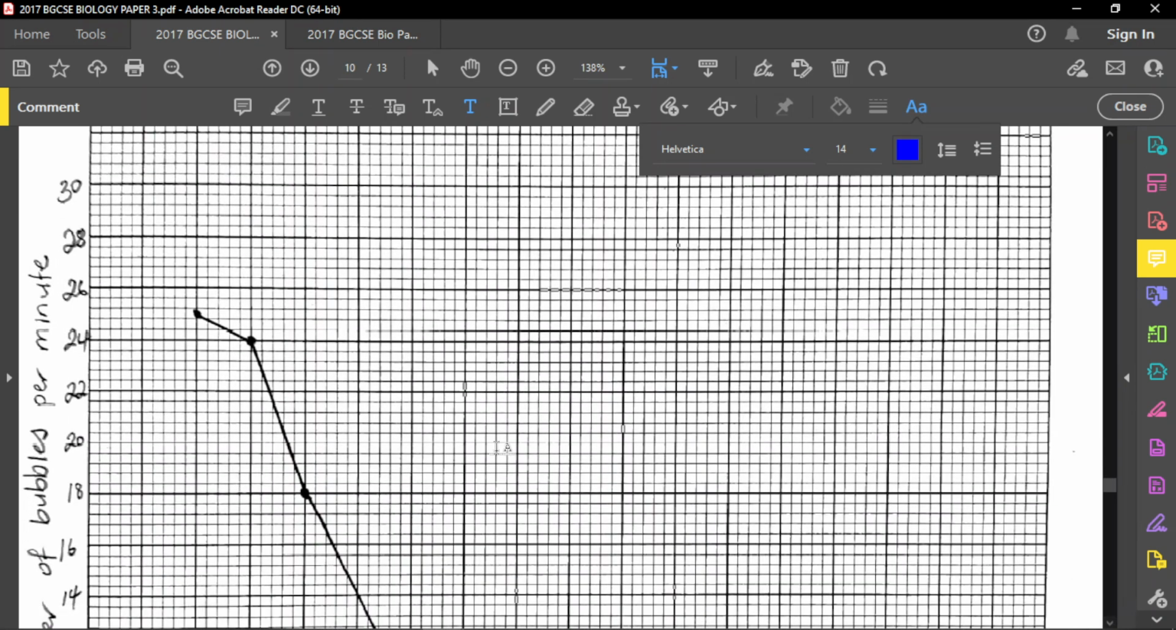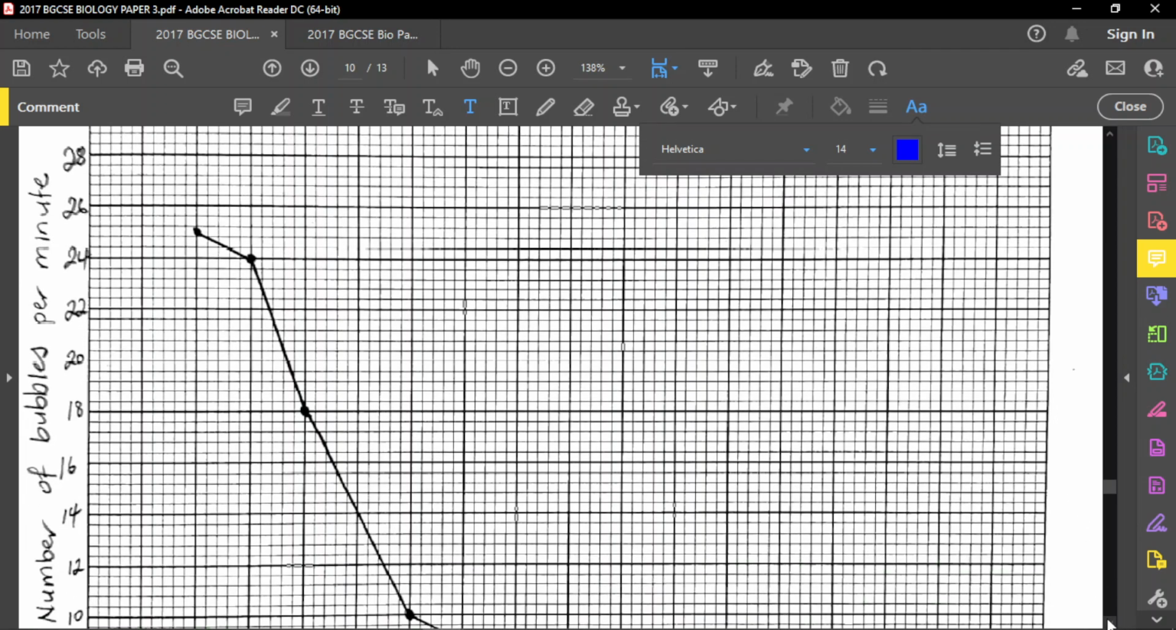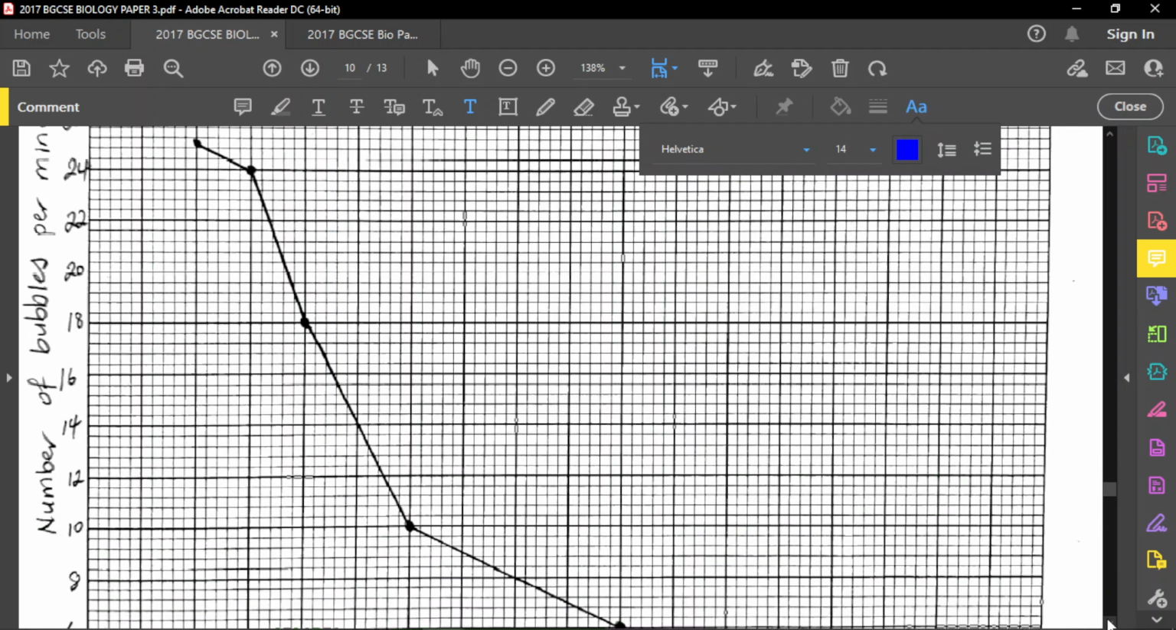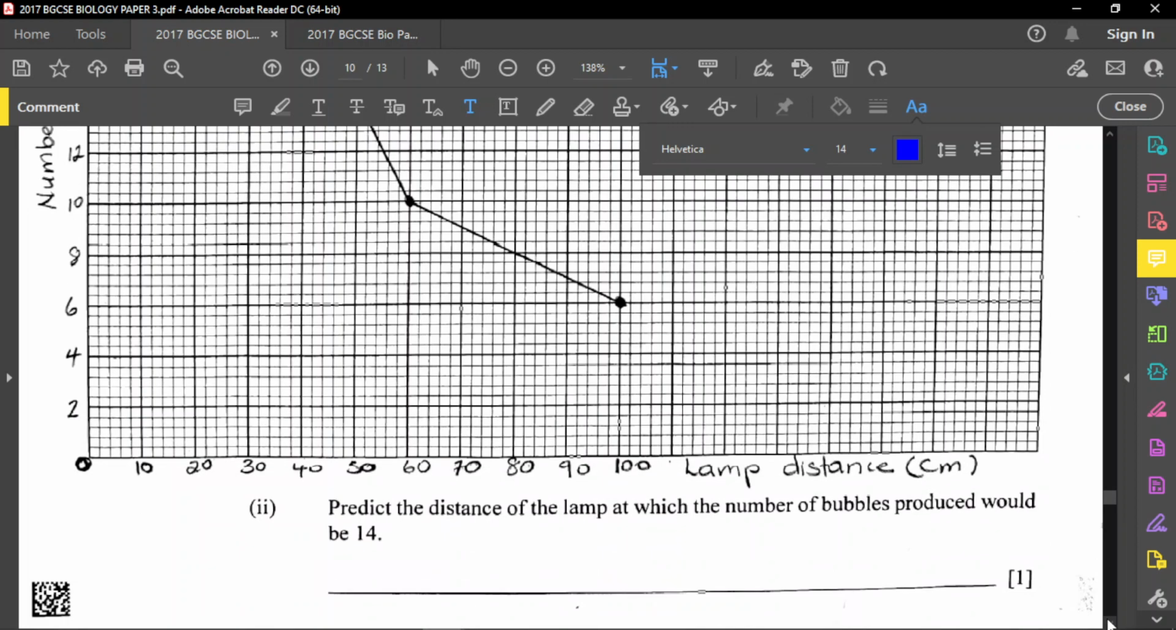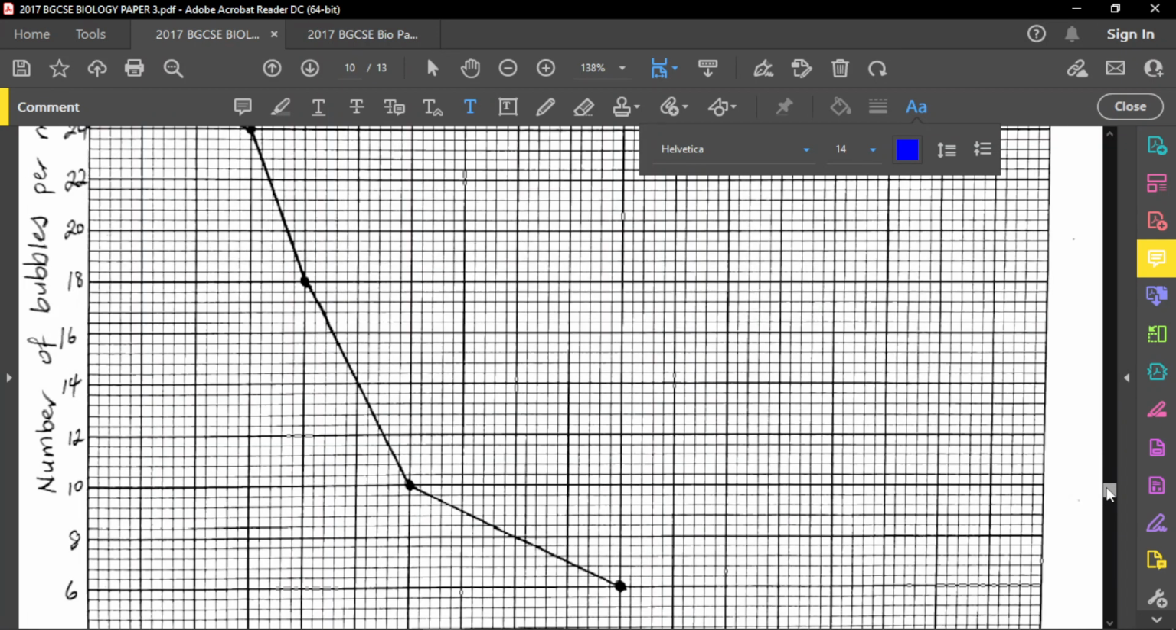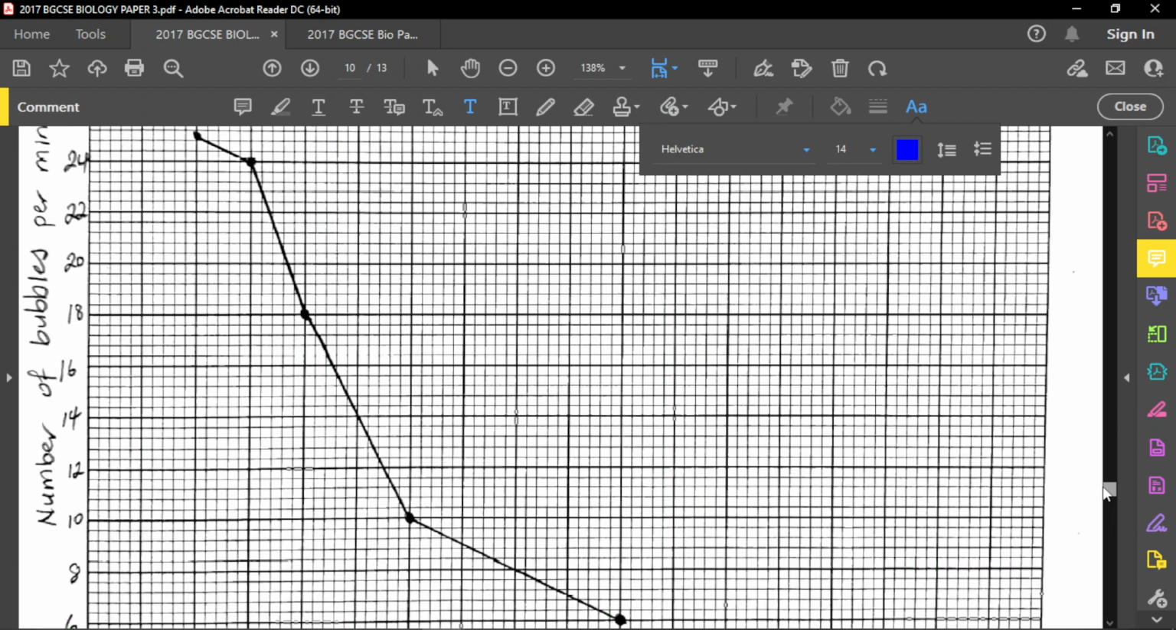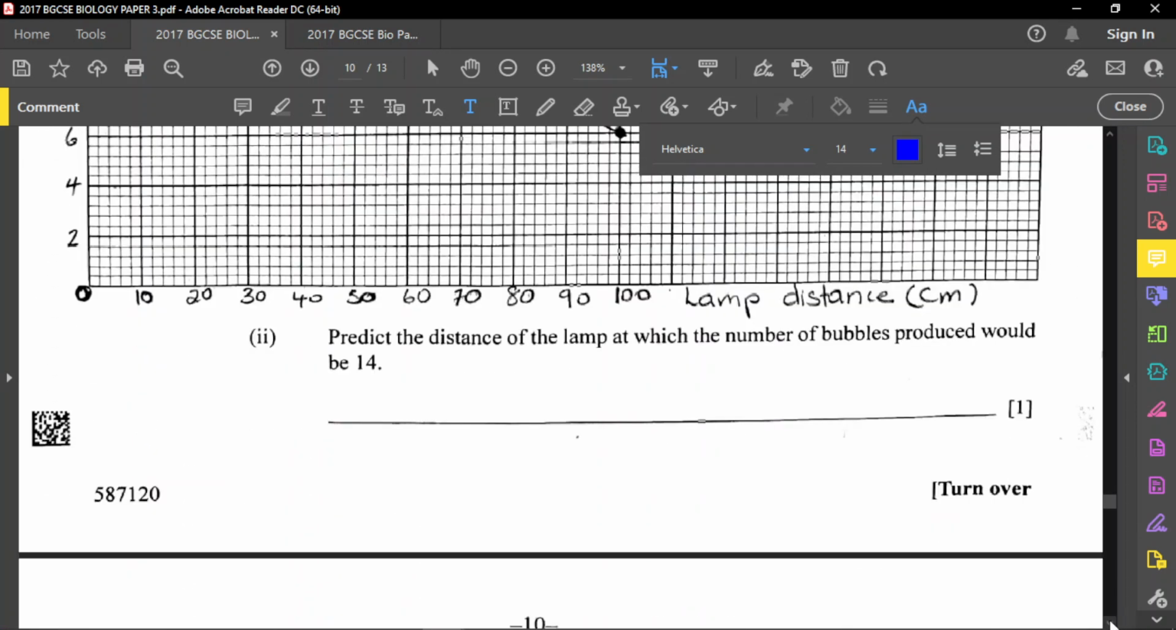I want to point out a few things. Notice there is labeling on the axes. You have to label the axes as well. The y-axis is giving us the number of bubbles, and then on the x-axis, we have the lamp distance in centimeters. And we use an appropriate scale to make sure that our graph is nice and big on the page. Also, what is important too, you need to use fine points to make your dots or coordinates, and then use a straight edge, which is a ruler, to make the line fine and smooth. That's what they're going to get the marks for. All right, the line should not be zigzag and all that.